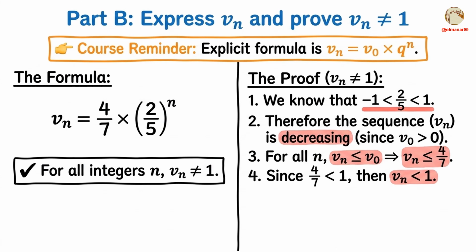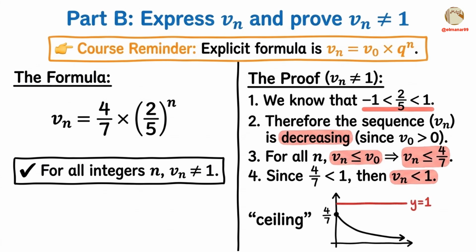Look at the logic. 1, the ratio 2 over 5 is between -1 and 1. 2, this means the sequence is decreasing toward 0, since V_0 is positive. 3, therefore V_n will always be less than or equal to its starting value, 4 over 7. Since 4 over 7 is less than 1, V_n can never reach 1. It has a ceiling below the danger zone. Perfect.